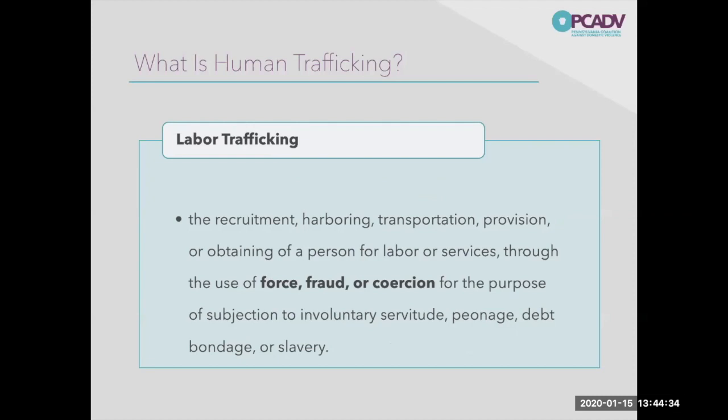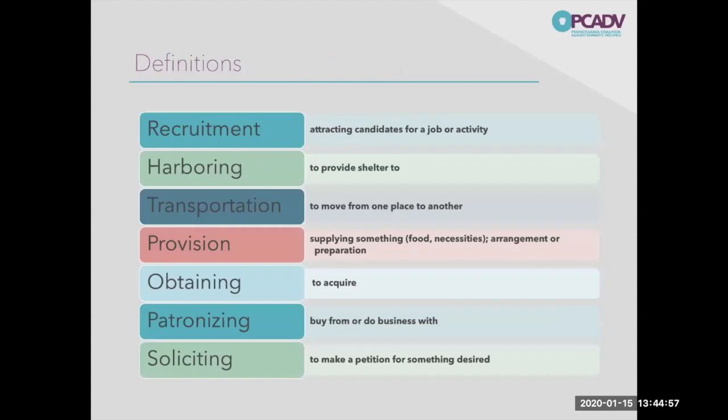We then have the definition for labor trafficking, which is fundamentally the same: recruitment, harboring, transportation, provision, or obtaining of a person for labor or services, once again, through the use of force, fraud, or coercion. This time for the purpose of subjection to involuntary servitude, peonage, debt bondage, or slavery. Now we're going to go into that in a little more detail in a sec, but I just want to provide some context for these definitions.